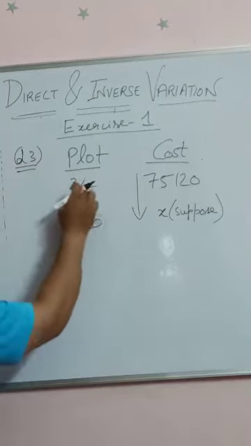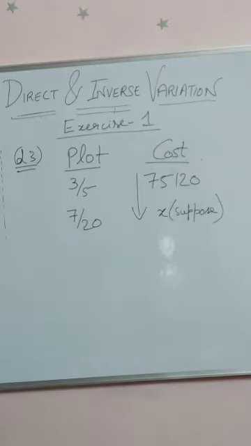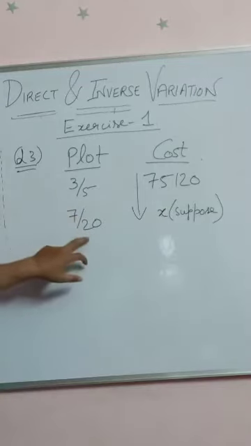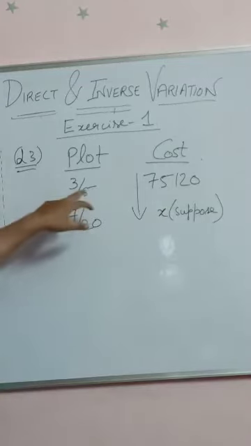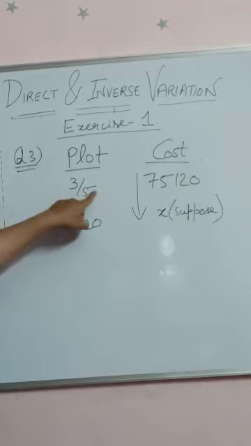If you somehow make the denominator of this fraction similar to this fraction, then you can easily compare the numerator part. How to make this fraction equal to this fraction? You know, in the denominator we have 20. What should we multiply to 5 to make it 20? We can multiply it by 4. But we cannot simply multiply 4 here. We have to multiply it in the numerator also.